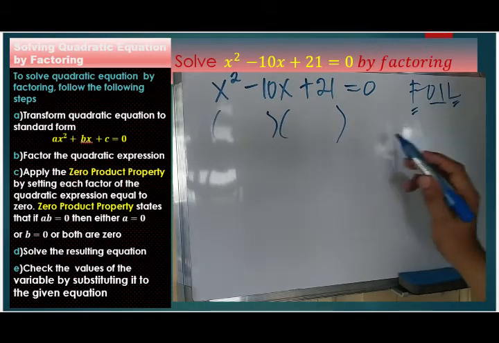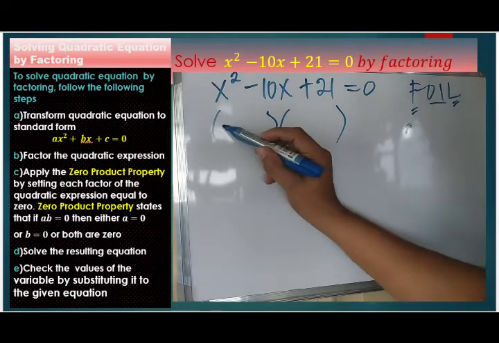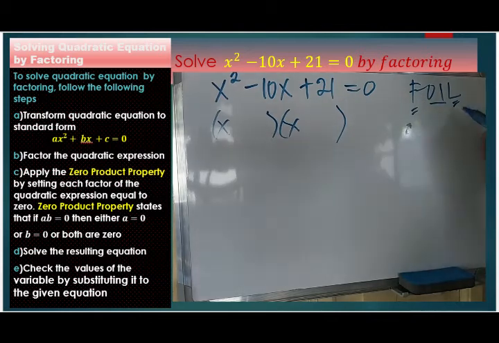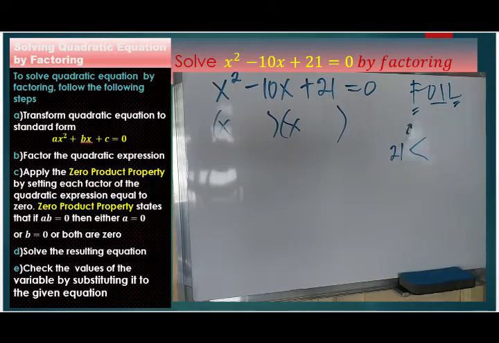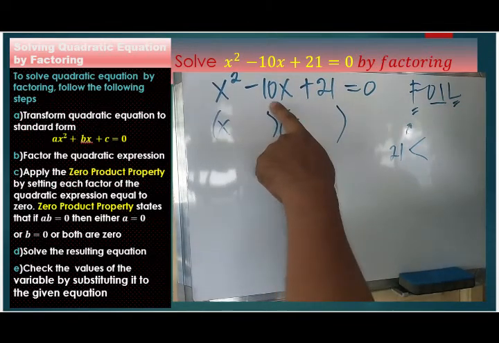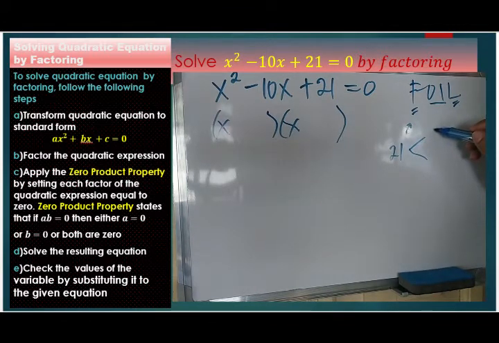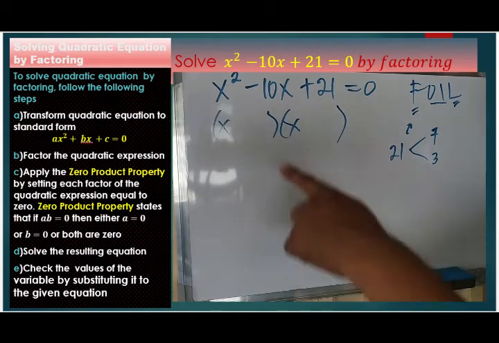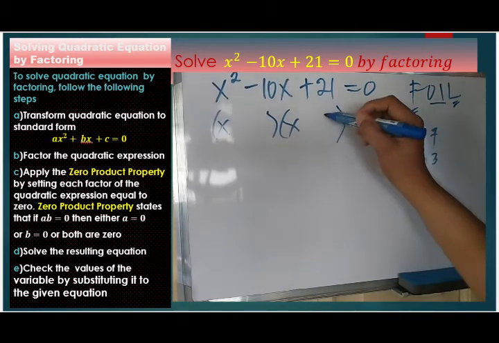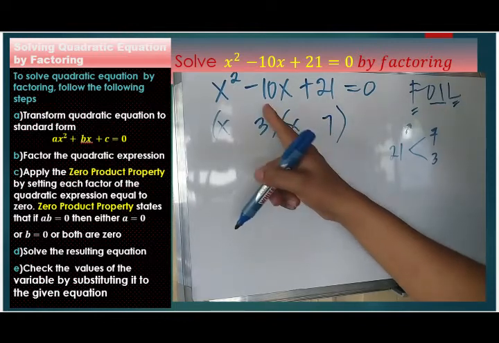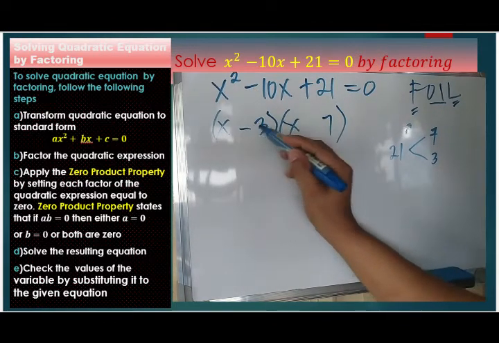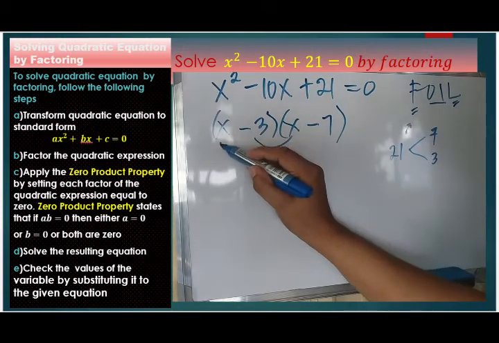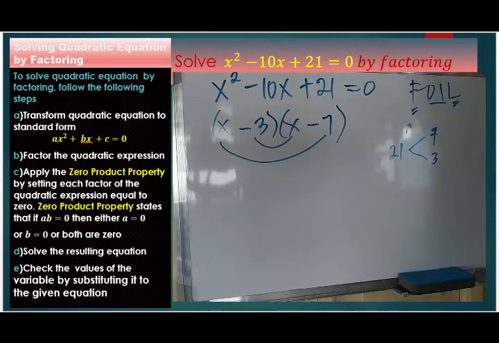This is outside, inside. So the first should be x times x. The last is 21, so you have to choose which factors, when added and subtracted, will result to negative 10. Let's say, for example, you may have 7 and 3. That's for 21. When added, that's 10, so we actually have a chance of getting it correctly. Since that is negative 10x, we may have negative 3x and negative 7x. So the linear term is correct.